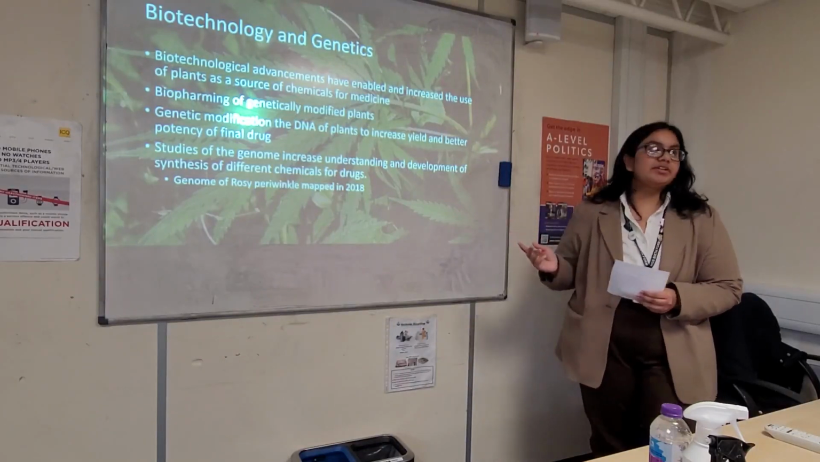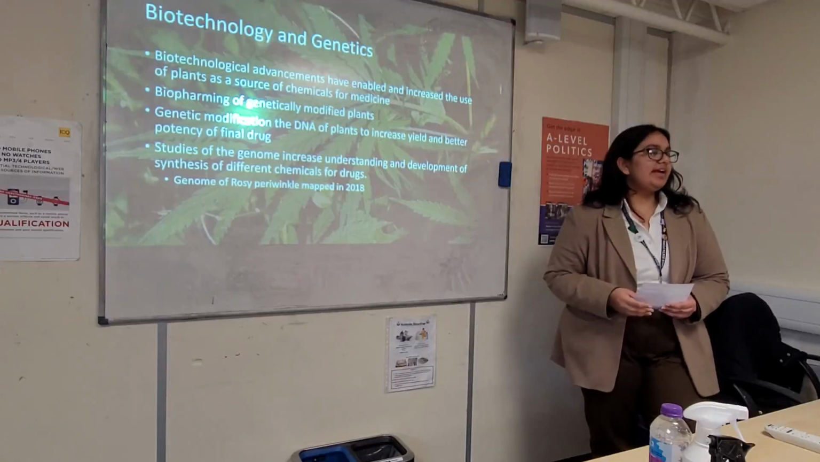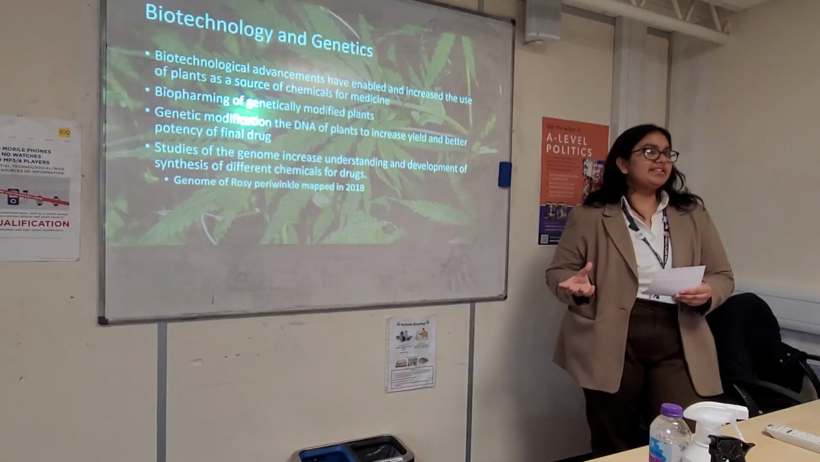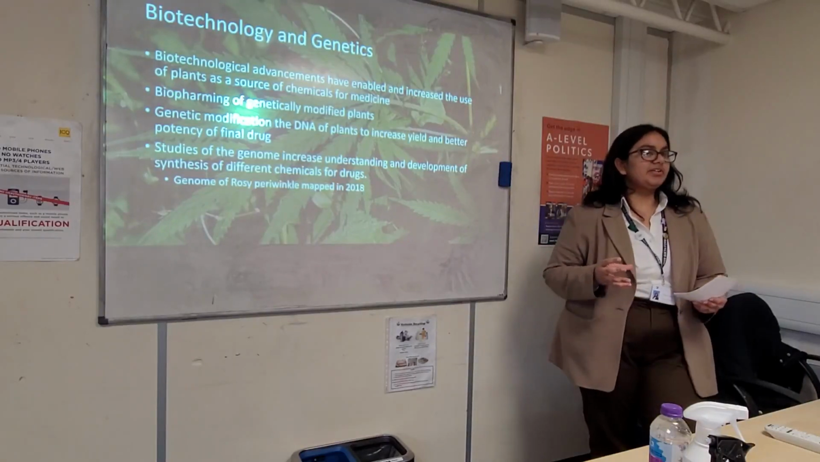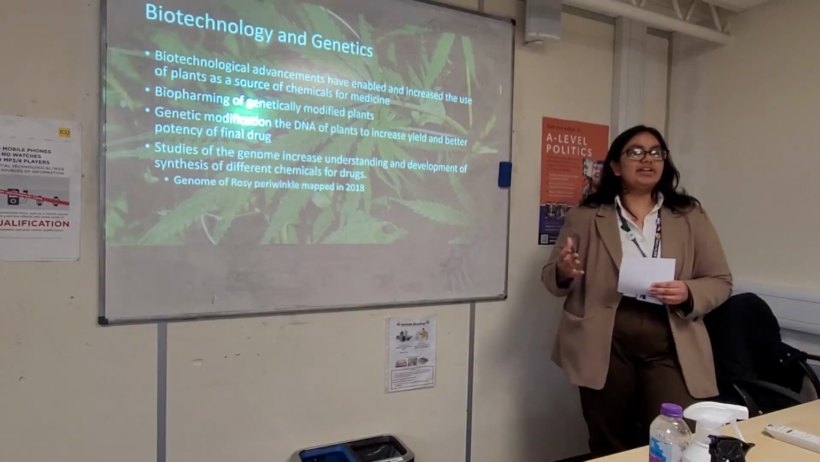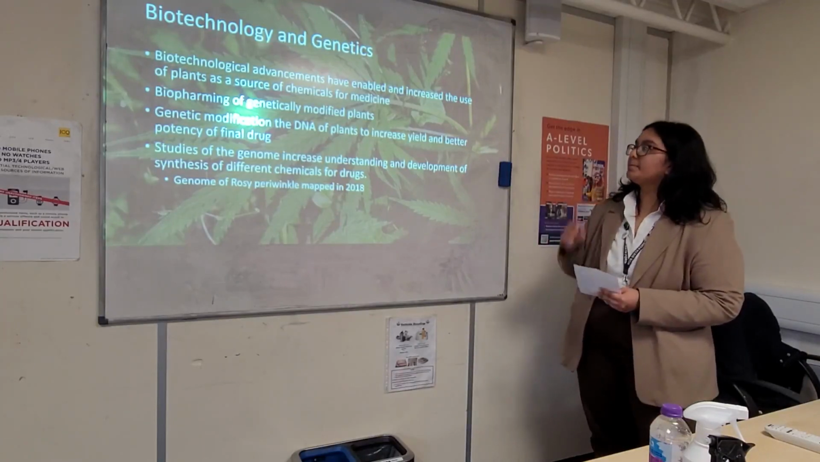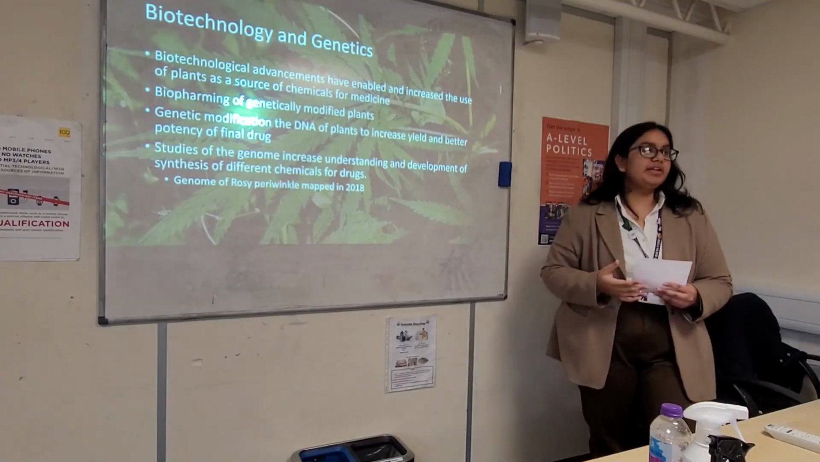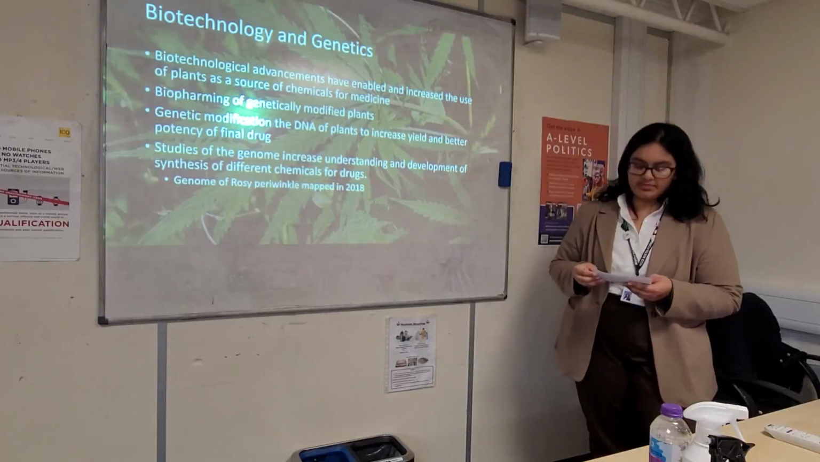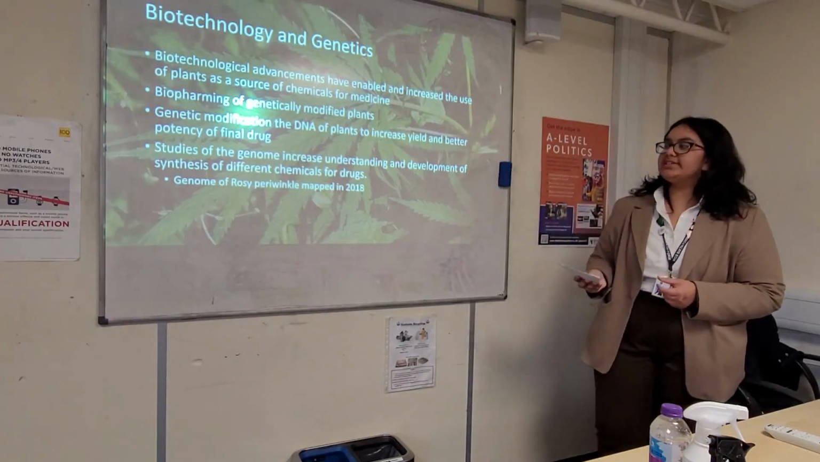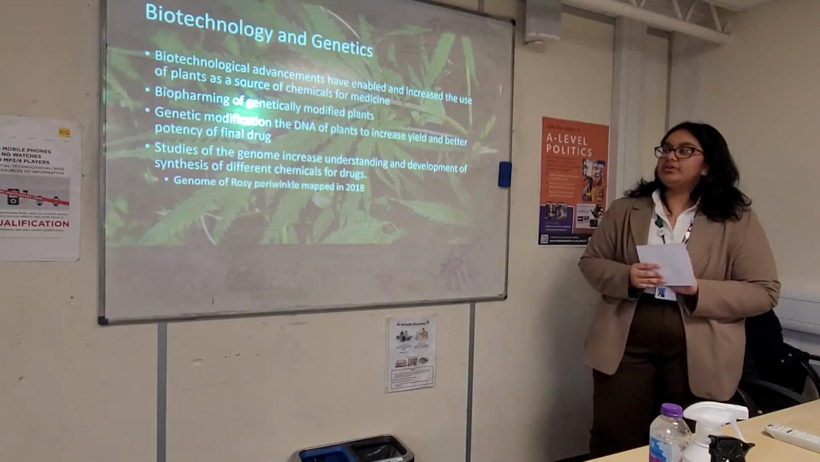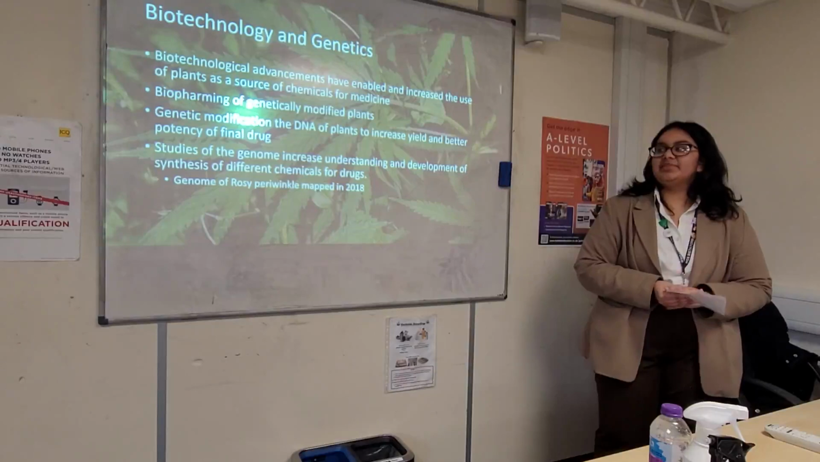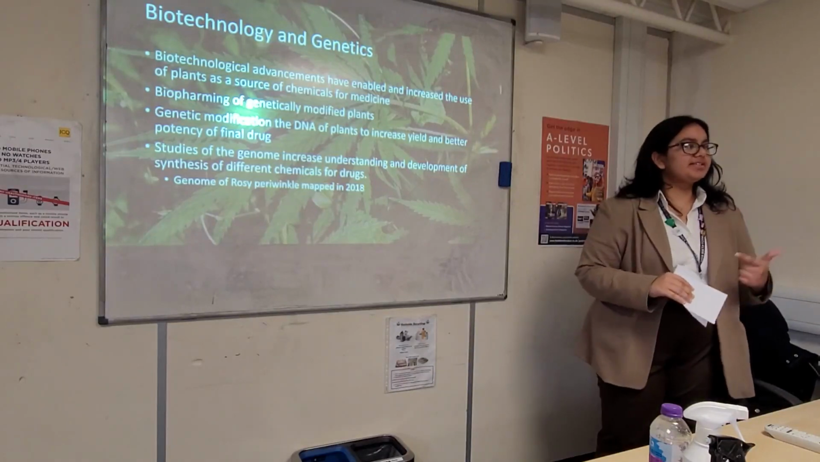For example, the cannabis plant is really easily modified, and there have been attempts to implant the cannabis DNA with DNA from things like the Madagascar periwinkle to increase the amount of drugs that they make, so it can be farmed more easily. Genetic modification can also be done, obviously, to increase yield and increase the potency of the final drug. And even more recently, the studies and mapping of different plant genomes has increased the understanding and development of how different drugs are synthesized.